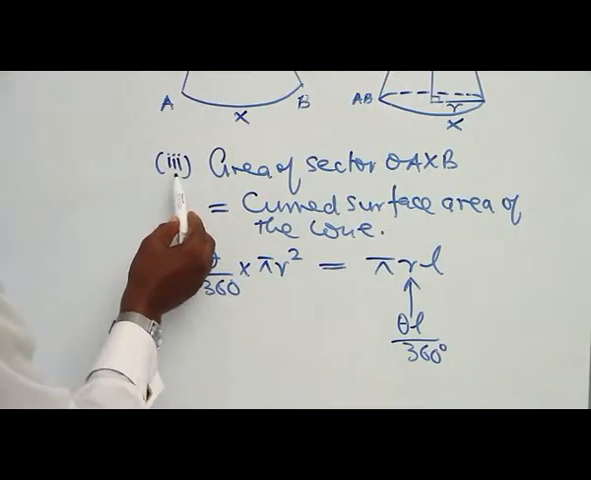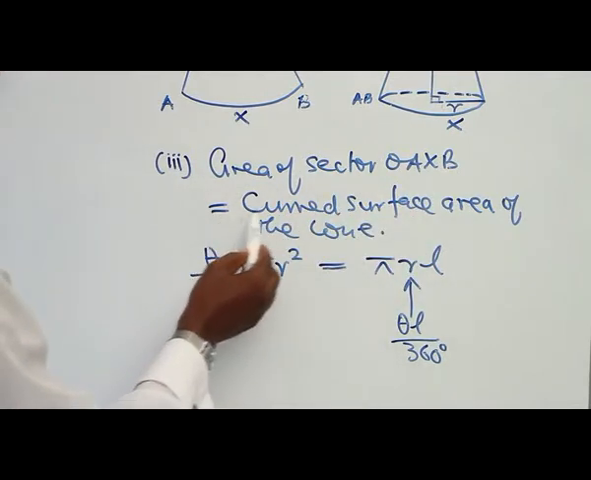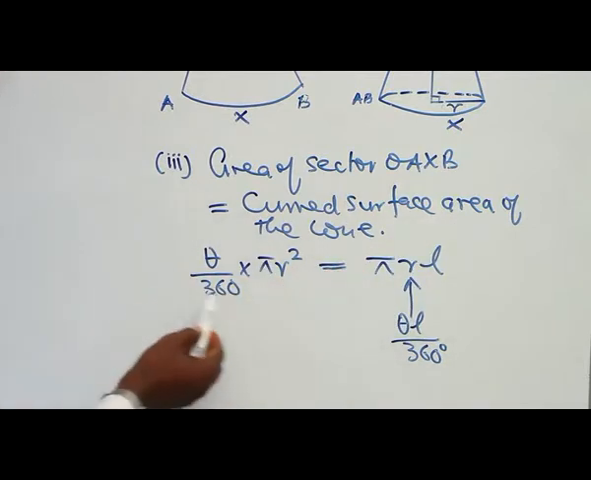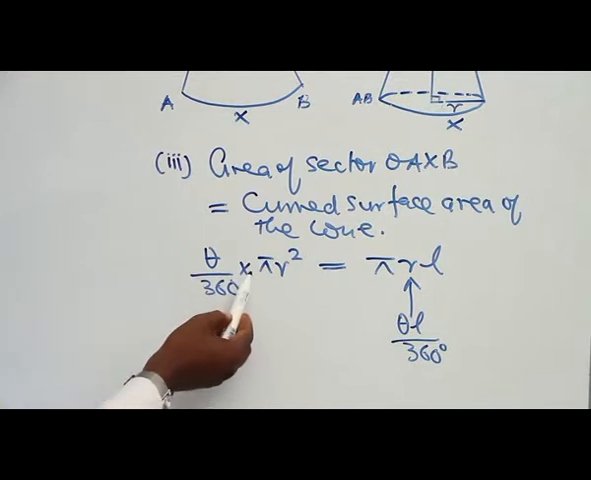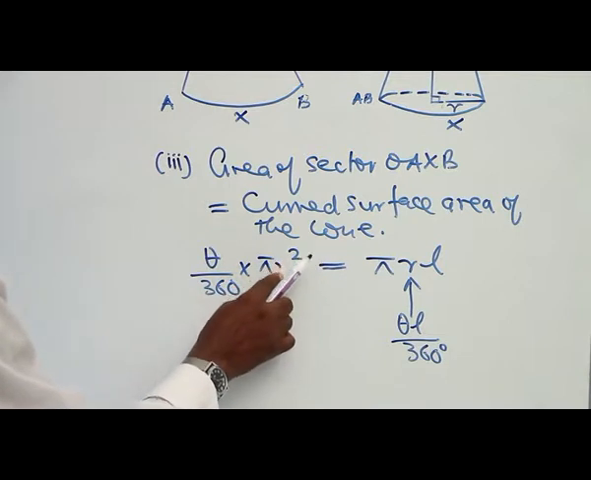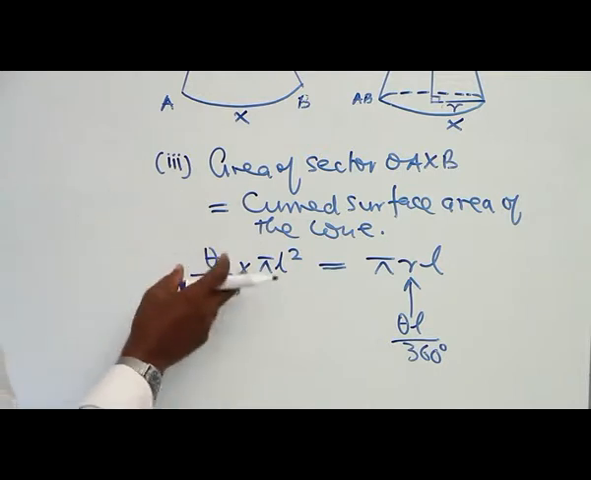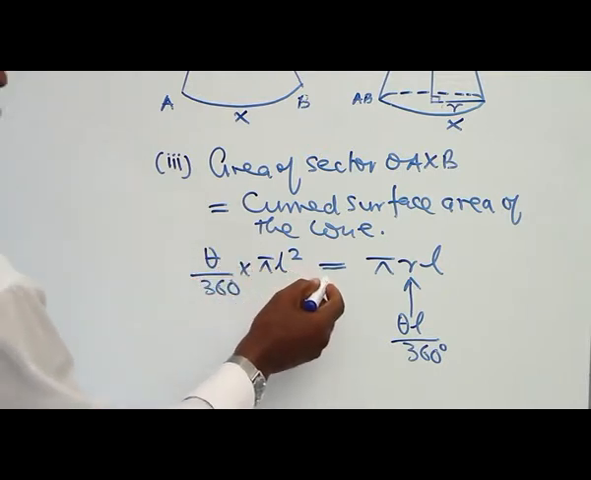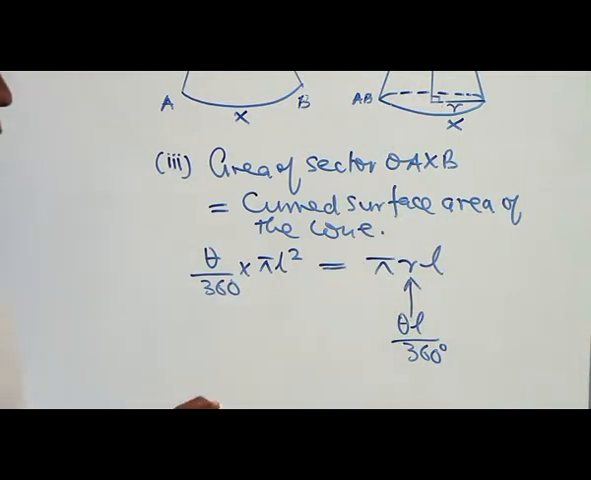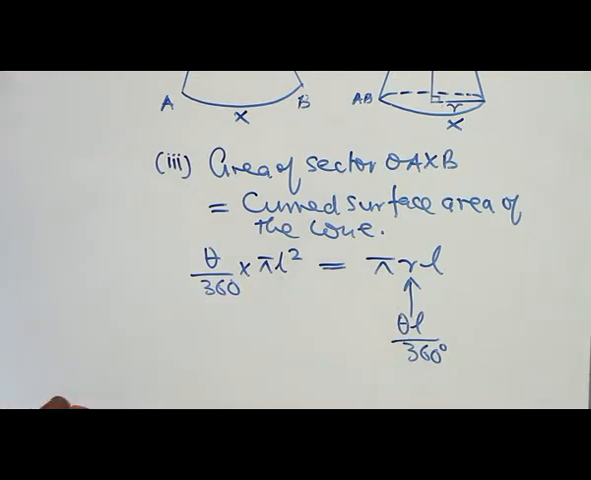Our third deduction is area of sector OASB is equal to the curved surface area of the cone. The area of the sector is theta all over 360 times pi r squared. This r is your L, because we have used L to represent the radius in this case. And we are saying it is equal to pi r L, which is the curved surface area of the cone. Recall that our r is theta L all over 360.